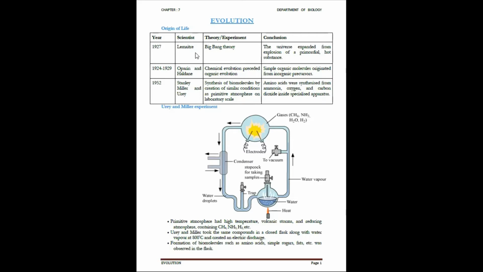So the first tabular column which you're seeing is only for knowledge purpose; nothing would be asked in your examination. The next diagram, the Urey and Miller experiment. Yes, this is very important and it can be asked for 3 marks or 5 marks directly. It can be asked to just draw the diagram and sometimes to explain the diagram.